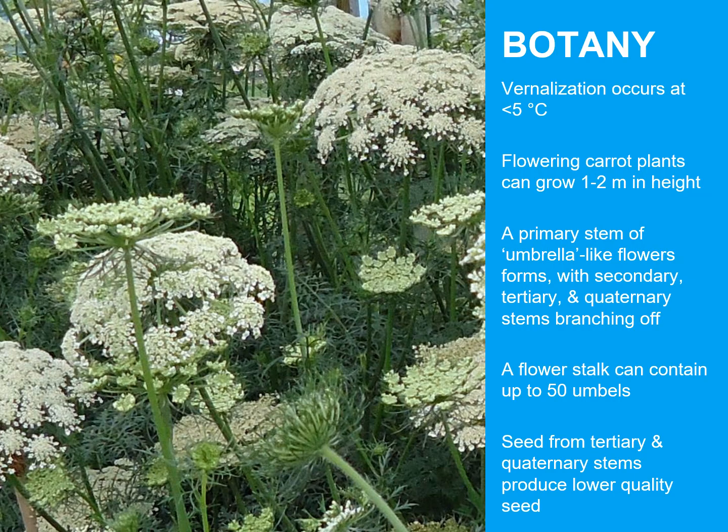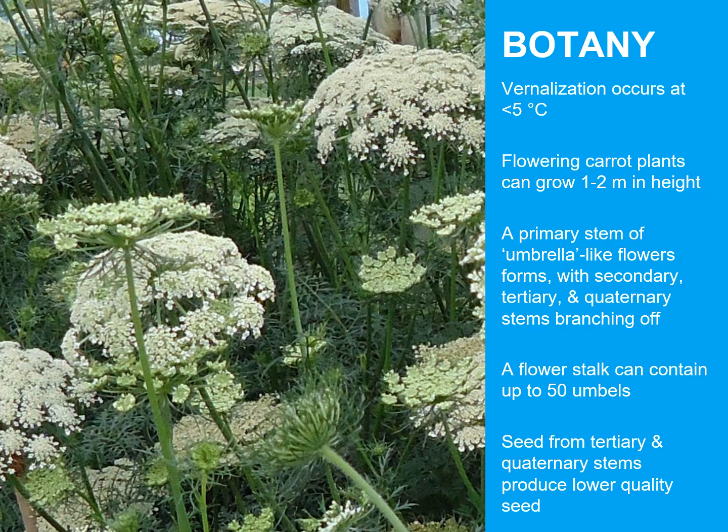The old name was the Umbelliferae family because of this. That's now a term which isn't used so much, but you might find it in old papers and textbooks. The newer name is the Apiaceae, but they're all characterized by these umbrella-like flowers which develop. A primary stem will develop, and from that stem secondary, tertiary, and even quaternary stems will branch off. So a single flower stalk can contain up to 50 of these umbels on a single plant.